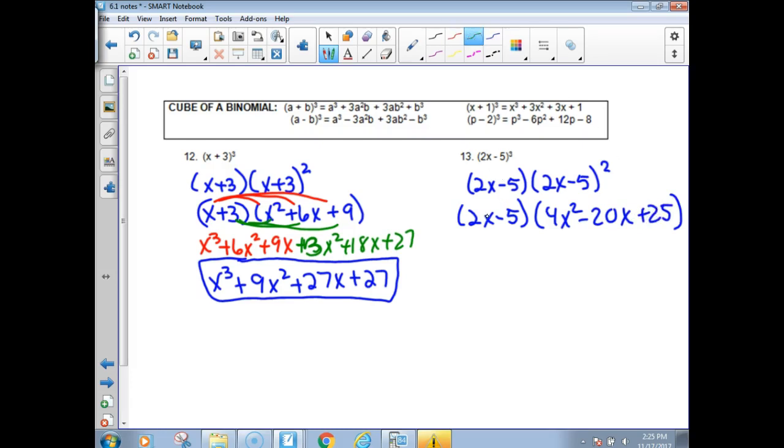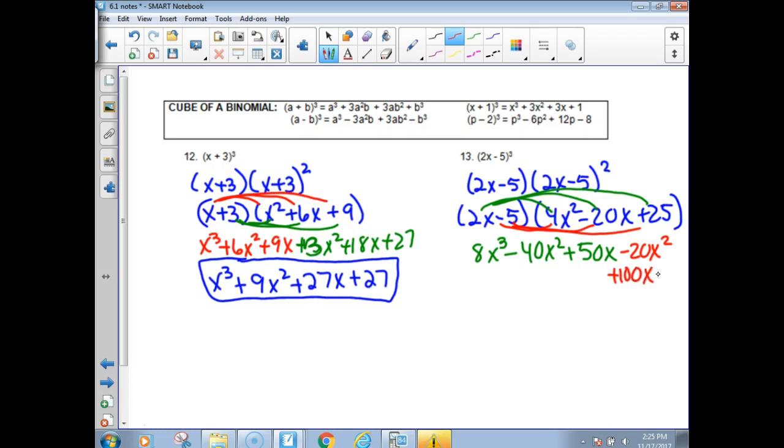Okay, and then I'm going to distribute 2x over all three terms, which would be 8x cubed minus 40x squared minus, oh, that'd be plus, excuse me, 50x. And then multiplying 3 by negative 5 would give me minus 20x squared plus 100x minus 125.